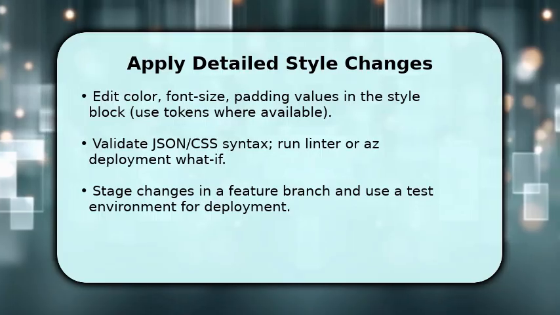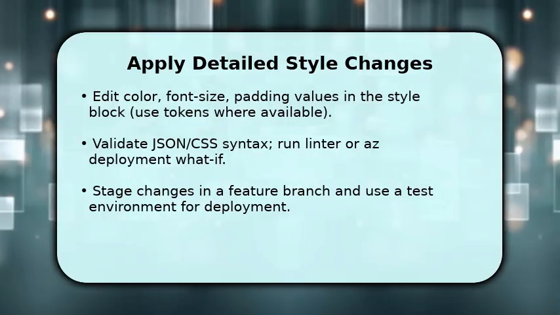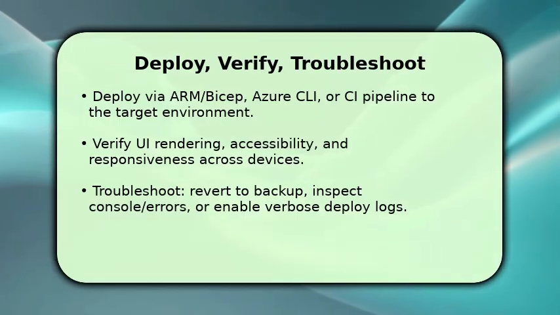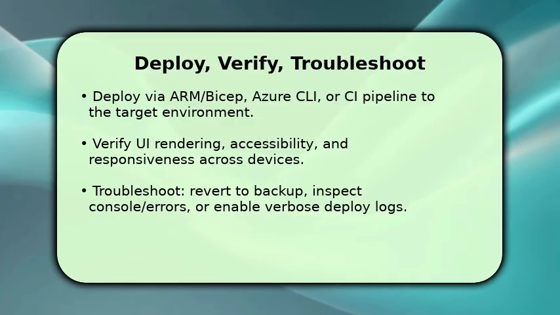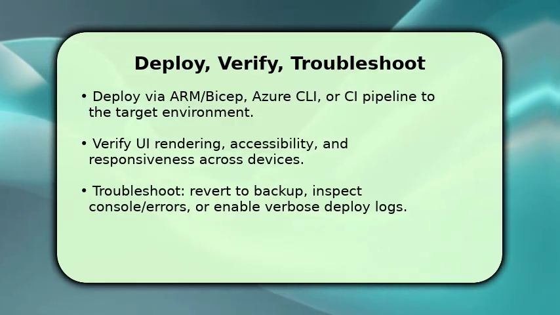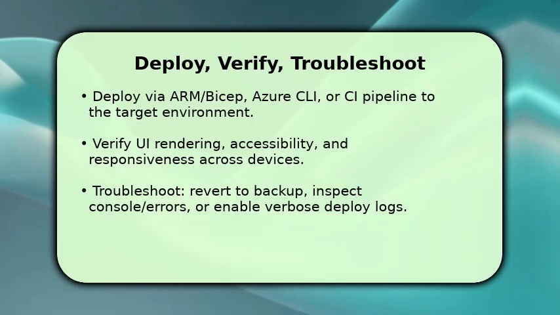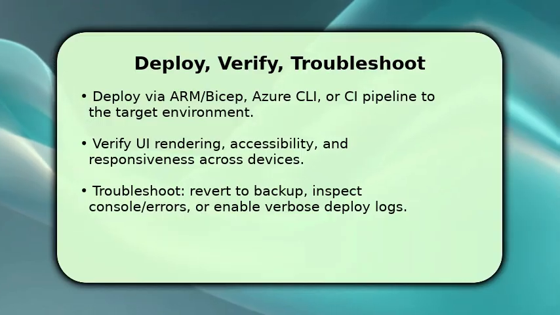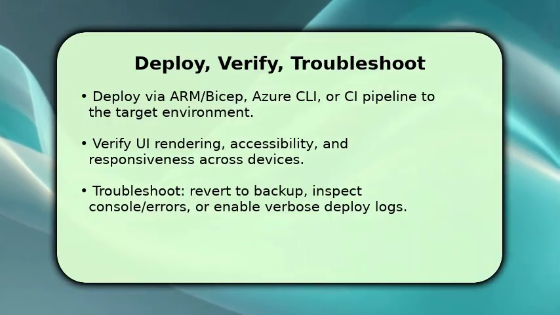Deploy the updated style through your chosen mechanism, ARM/Bicep, Azure CLI, or CI/CD pipeline, and immediately verify the Latch in the target environment. Check rendering, accessibility attributes, and responsive behavior on desktop and mobile. If something goes wrong, roll back to your backup or feature branch.